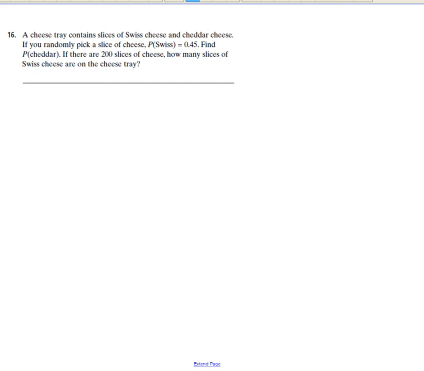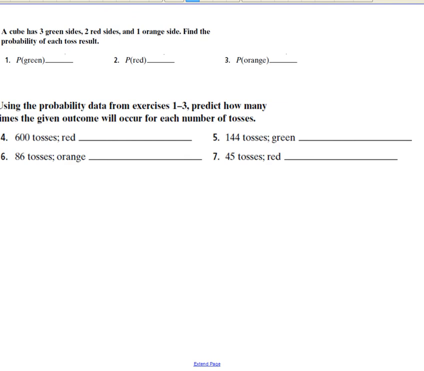All right, 16. Cheese tray contains... So the probability of Swiss is 0.45. What is cheese tray? It's a tray with cheese. All right. No, it's a type of cheese. Turn the paper over. I'll let you. Can you go back to it?